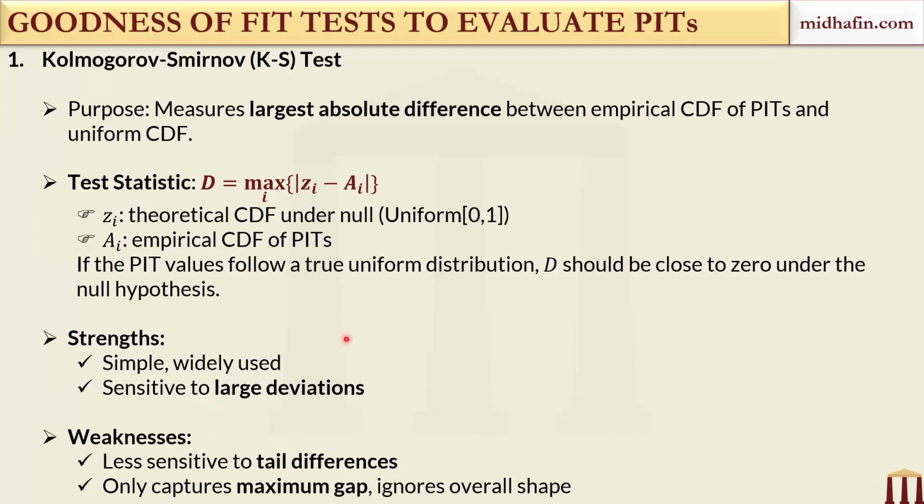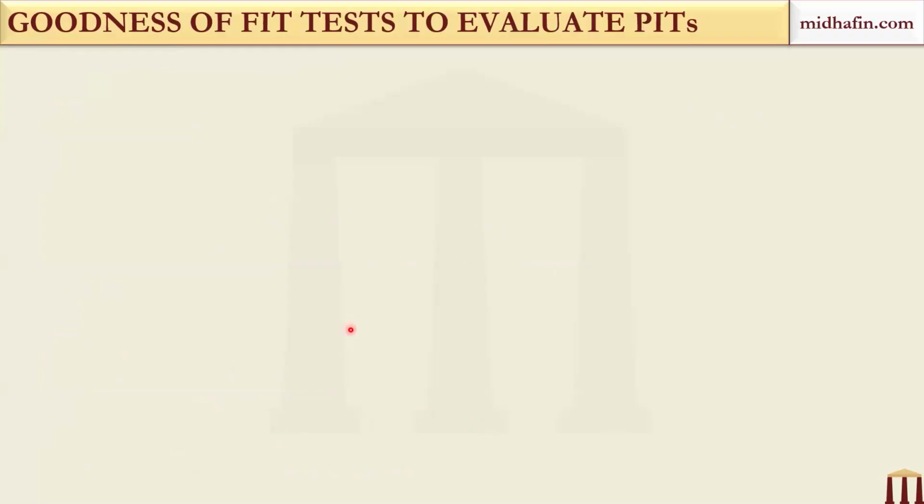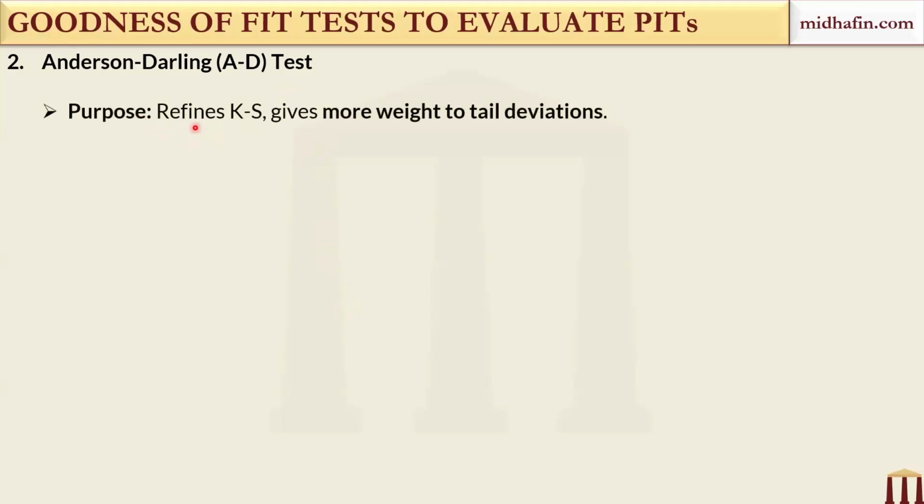Okay, so let's go to the next slide. We'll move on to the second test, the AD test, or the Anderson Darling test. The AD test is essentially a refinement of the KS test that we discussed, and it does something clever. It refines the KS by giving more weight to deviations in the tails of the distribution. This is important in risk management because we often care most about extreme loss events. We have seen this multiple times right from part 1, and in part 2 it has been emphasized even more.